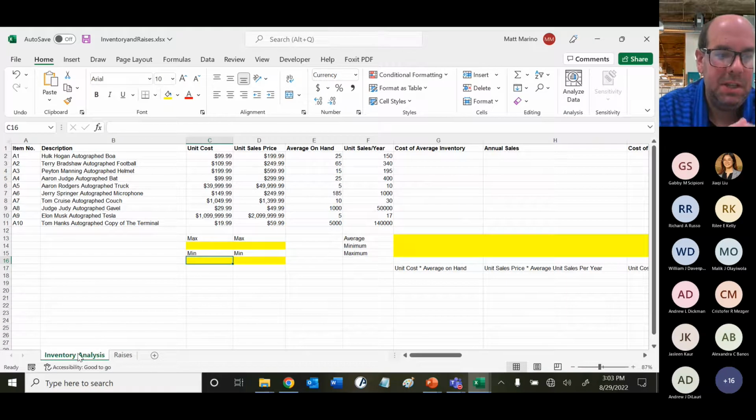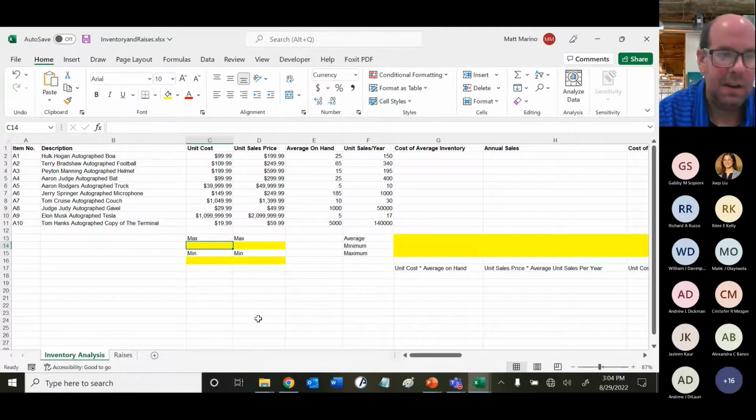So now we'll go over to the inventory analysis tab and do our example here. In my example, I only have 10 items listed. In the Milligan example, I think it's something like 50. So like you said, that's why most people do the homework 1A instead of 1B, because homework 1A is much easier to do.